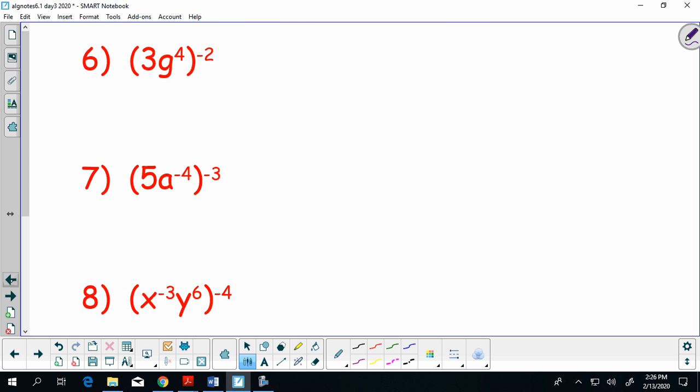Okay, on to the last page. Looks like I have 2 number 6s. So I've got a negative 2 out here. The exponent on the 3 is a 1. I copy the 3. Negative 2 times 1 is negative 2. Copy the g. 4 times negative 2 is negative 8. Both of those are unhappy and need to go to the denominator, or the opposite part of the fraction.